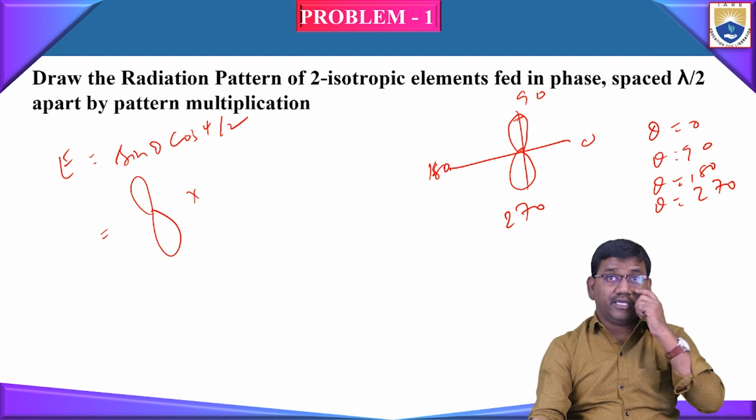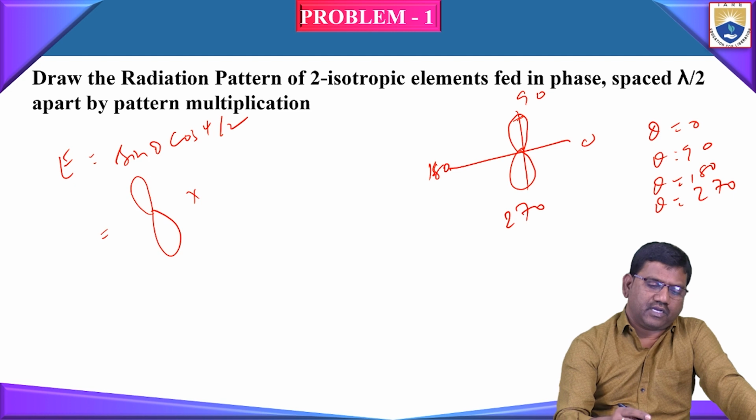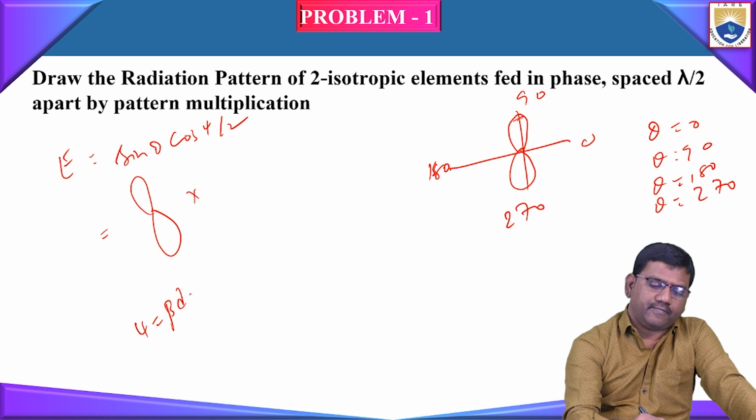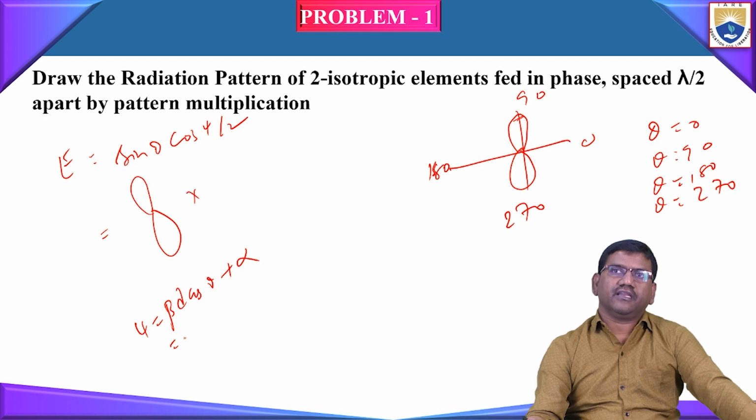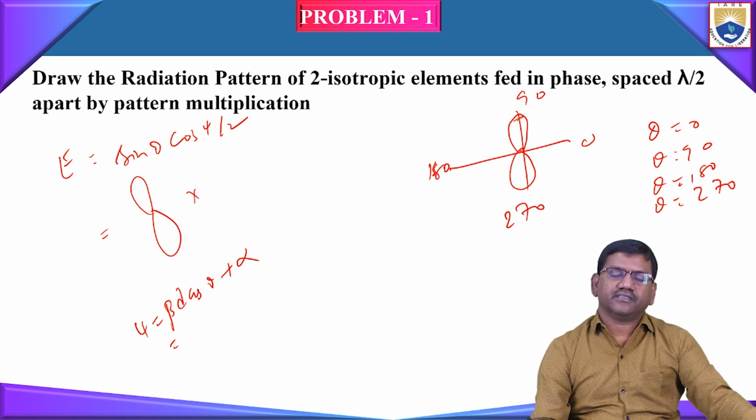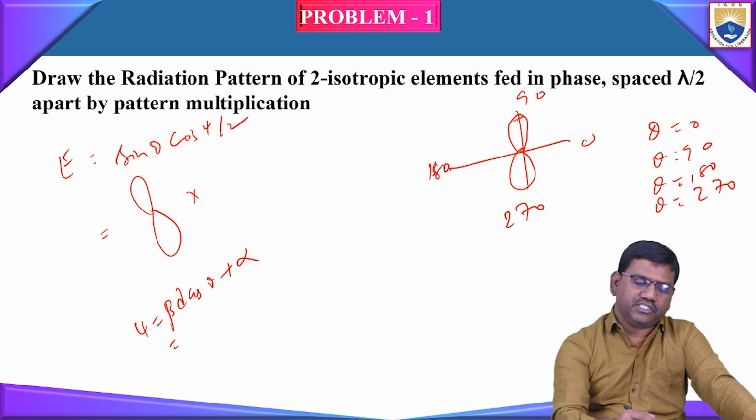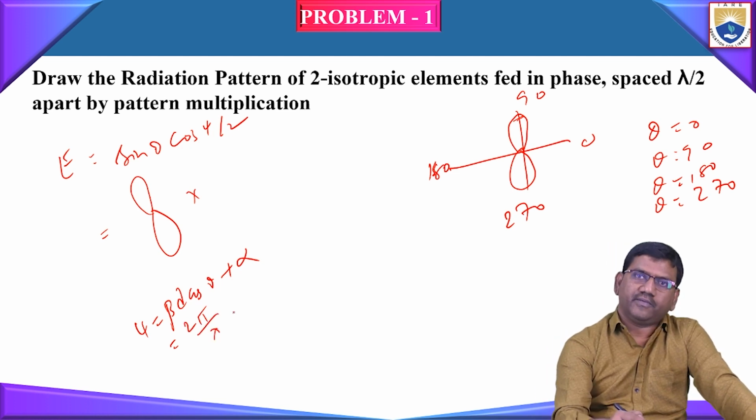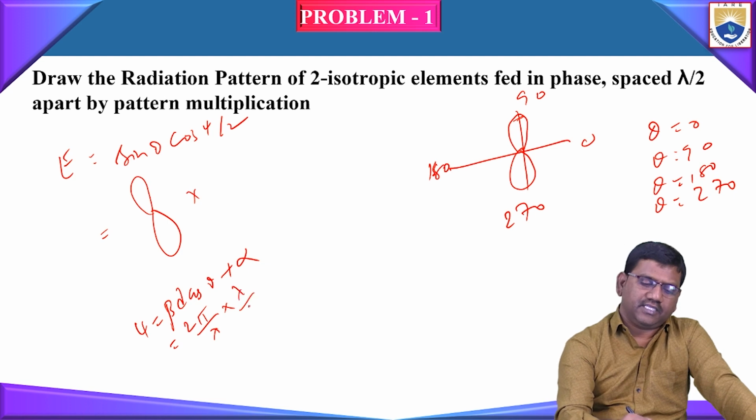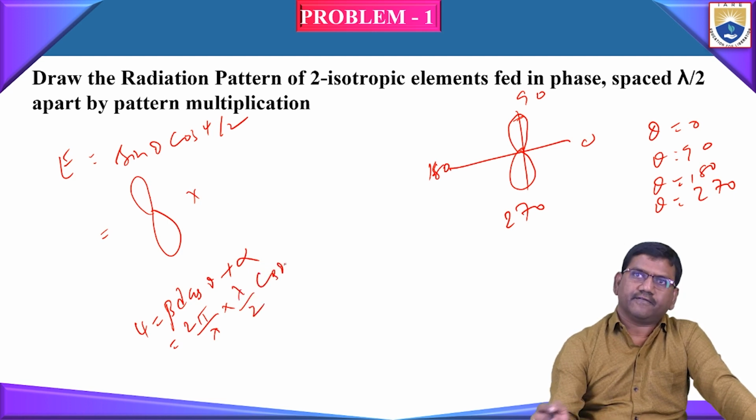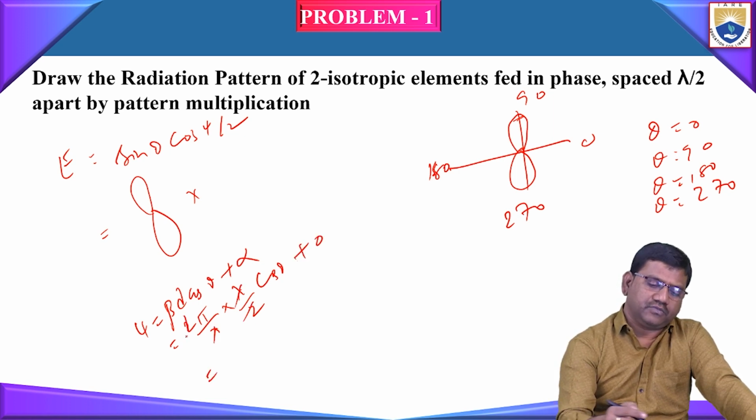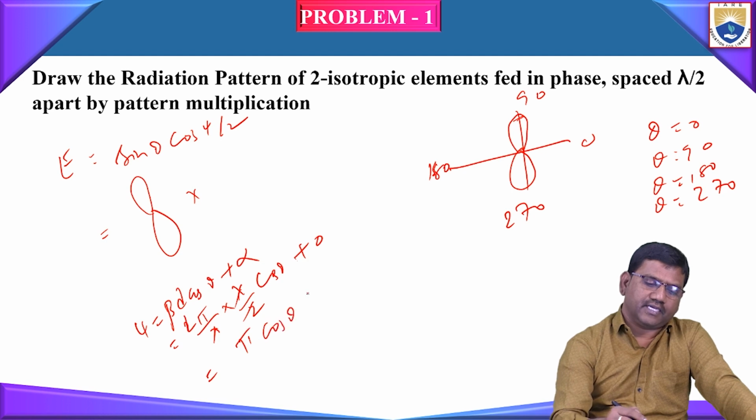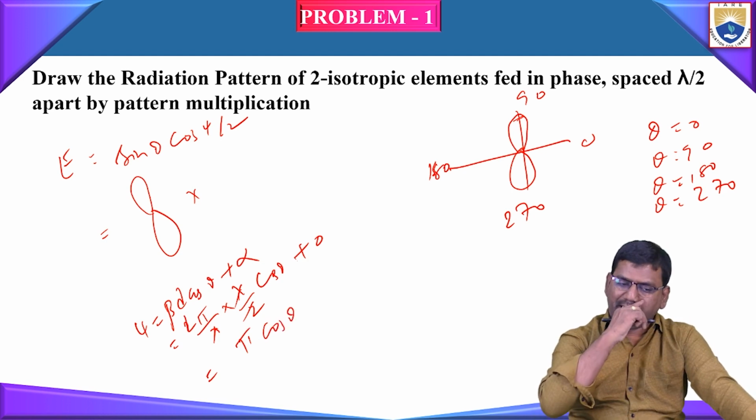And this is multiplied by cos psi by 2. What is cos psi by 2 here? Psi means beta d cos theta plus alpha. Alpha is 0 here, as we are assuming the two elements are in the same phase, so the phase between the two elements is the same. What is beta? Beta is 2 pi by lambda. D is lambda by 2, times cos theta plus 0. So lambda gets cancelled, 2 gets cancelled, and you will get pi cos theta here.